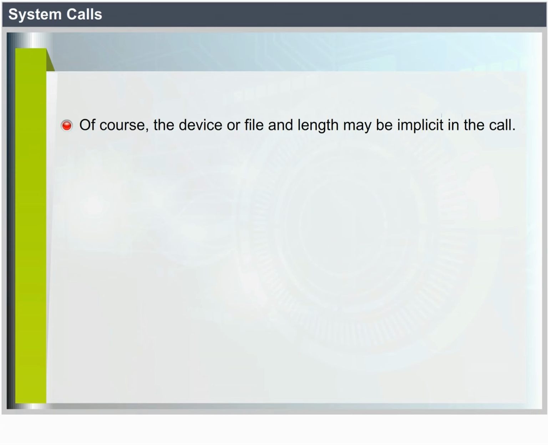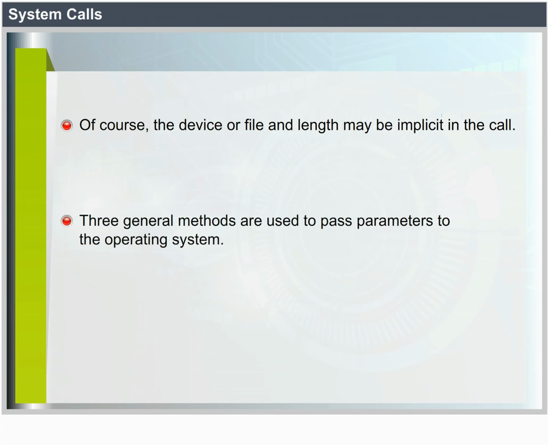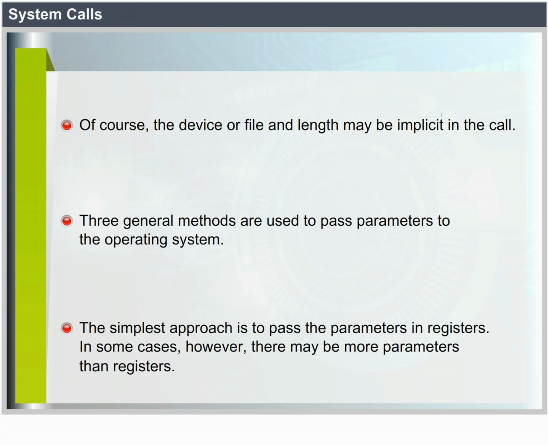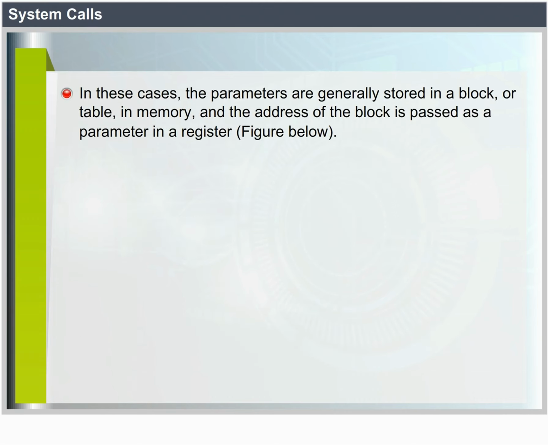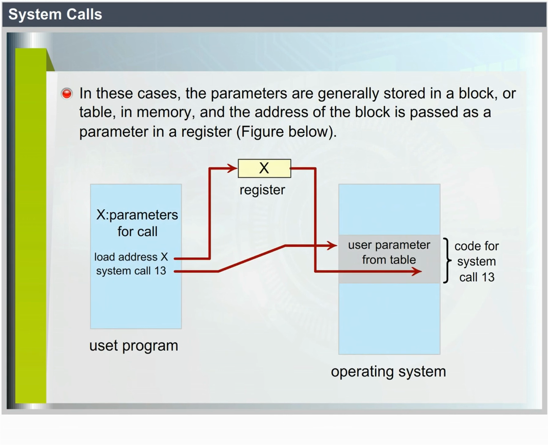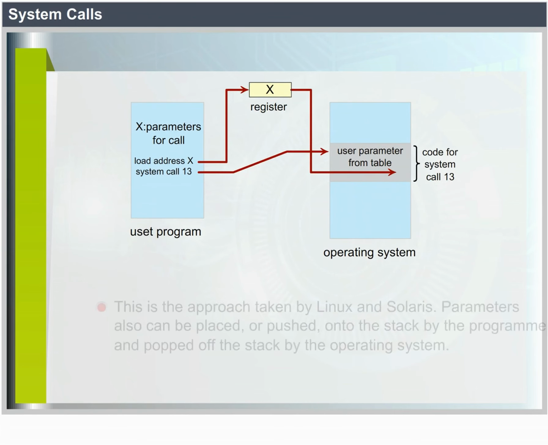Three general methods are used to pass parameters to the operating system. The simplest approach is to pass the parameters in registers. In some cases, however, there may be more parameters than registers. In these cases, the parameters are generally stored in a block or table in memory, and the address of the block is passed as a parameter in a register, as shown in the figure below. This is the approach taken by Linux and Solaris.